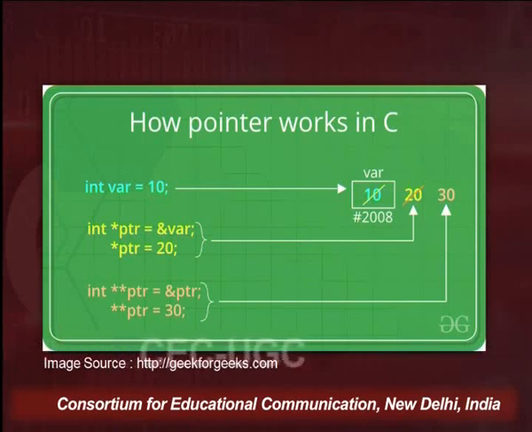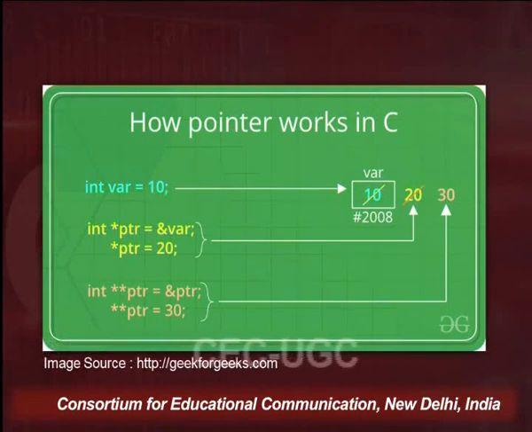The address of VAR is #2008, and the address of PTR is some X, I can say, because I am not aware of what kind of address my memory or my system is going to assign, which particular location my VAR is going to be assigned.